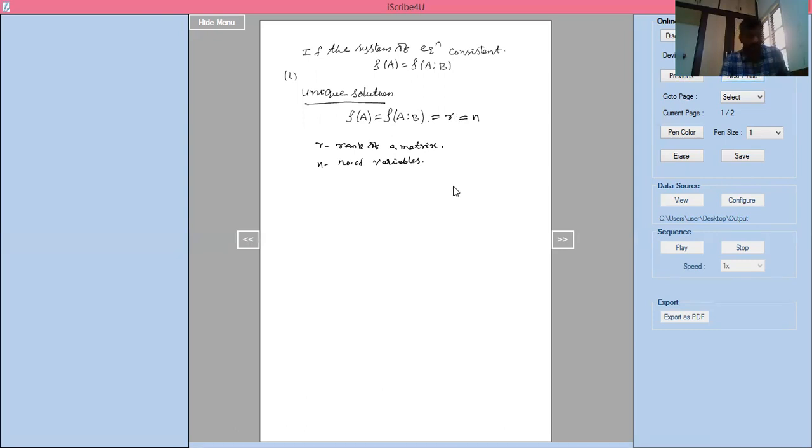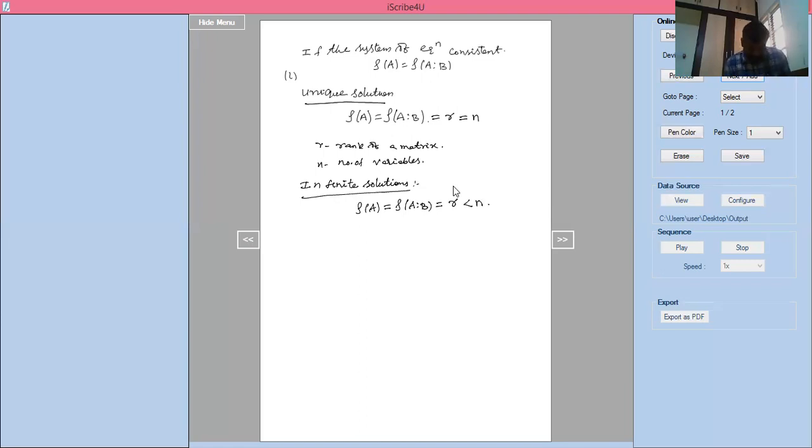Unique solution. Next one should be infinite solutions. Infinite solutions is nothing but rank of A equal to rank of [A|B] equal to R, where R is less than N.